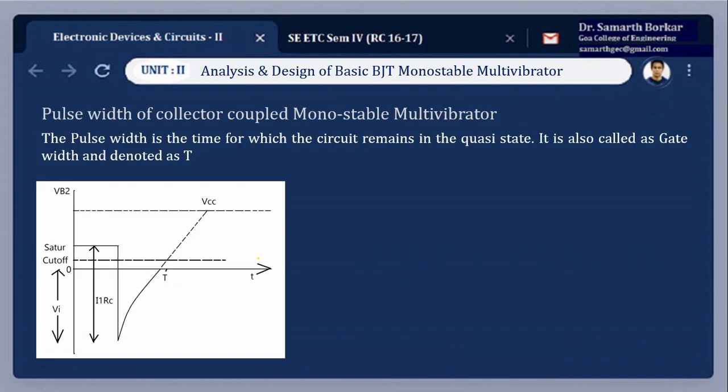The pulse width of collector coupled monostable multivibrator. So, the pulse width is the time for which the circuit remains in the quasi-stable state. It is also called the gate width and is denoted as capital T. Initially, Q2 is in saturation and hence VB2 equals VBE2 in saturation, given as V sigma. So this is the saturation voltage, which is typically 0.8 volts for a silicon transistor. And here VCE saturation is typically 0.2 volts for a silicon transistor.